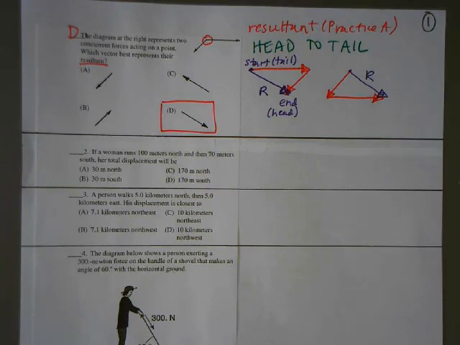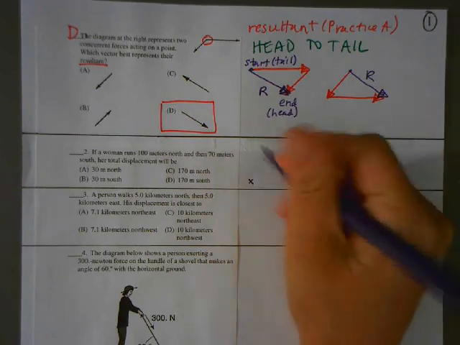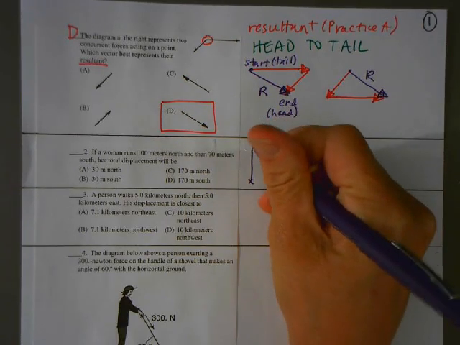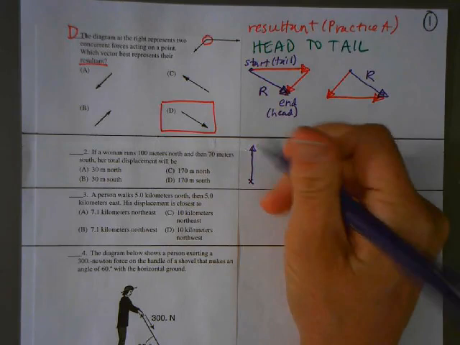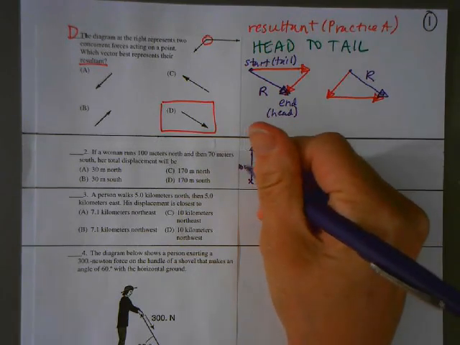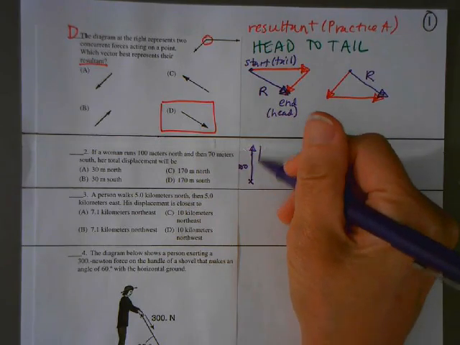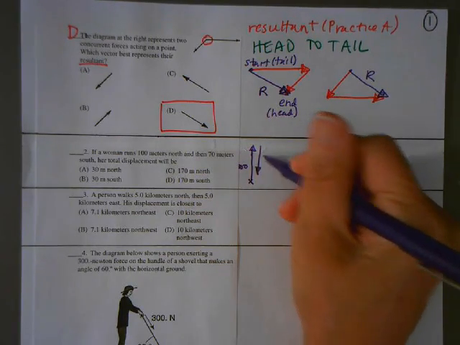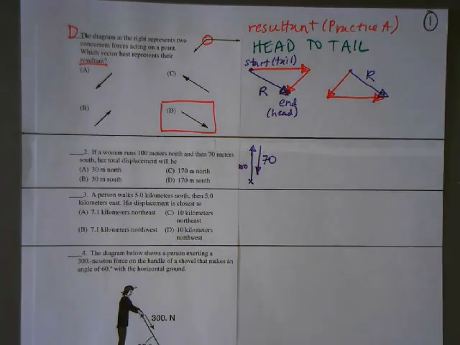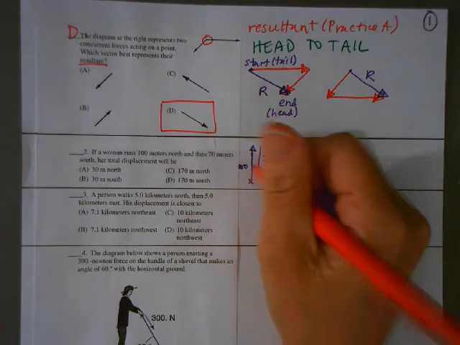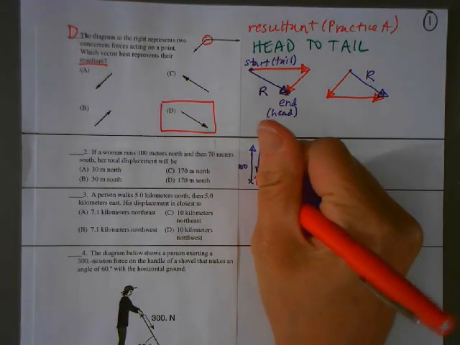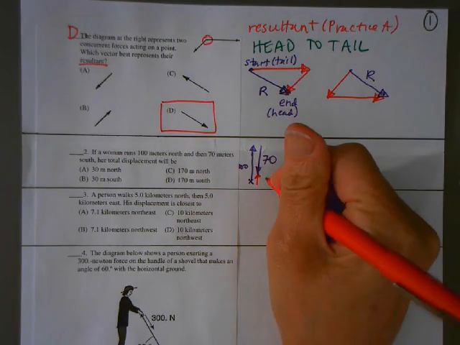All right, number 2, it says if a woman runs, so let's just pick our frame of reference. She runs 100 meters north. So let's say that's 100. And then 70 meters south. So from the head of this vector, I do the tail of the other. That's 70. From where she starts to where she ends up is my resultant.